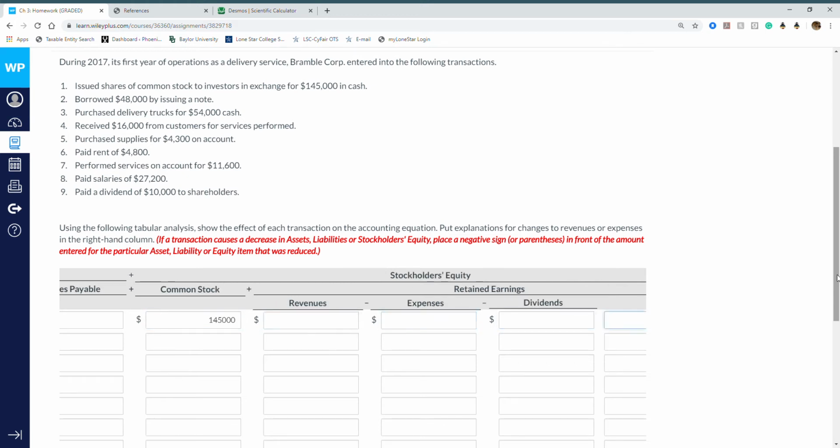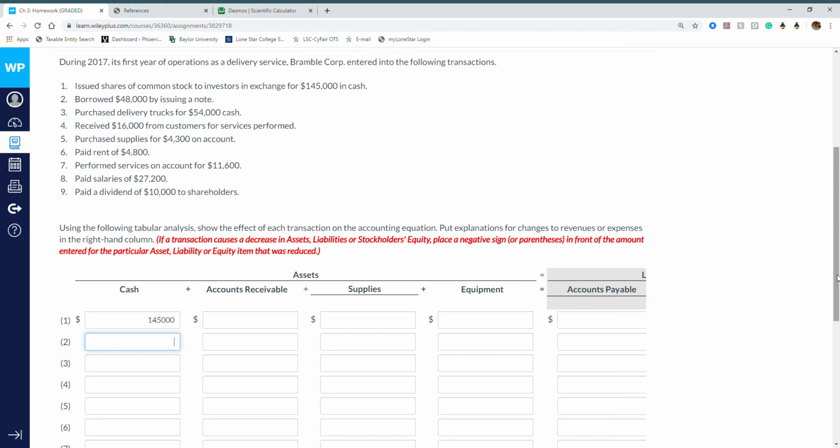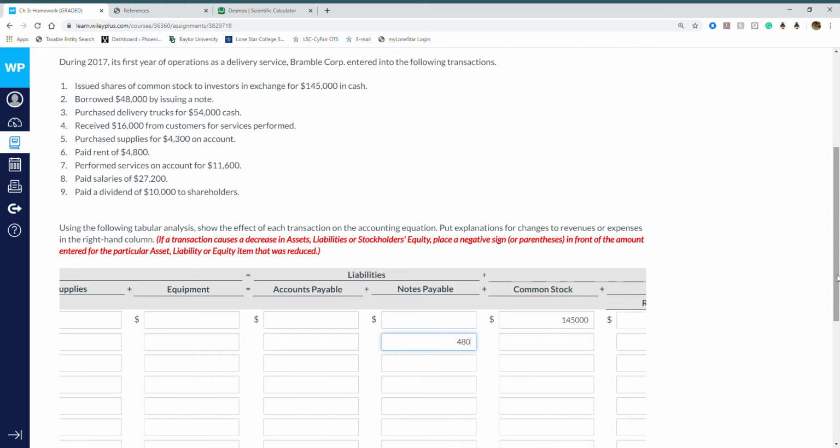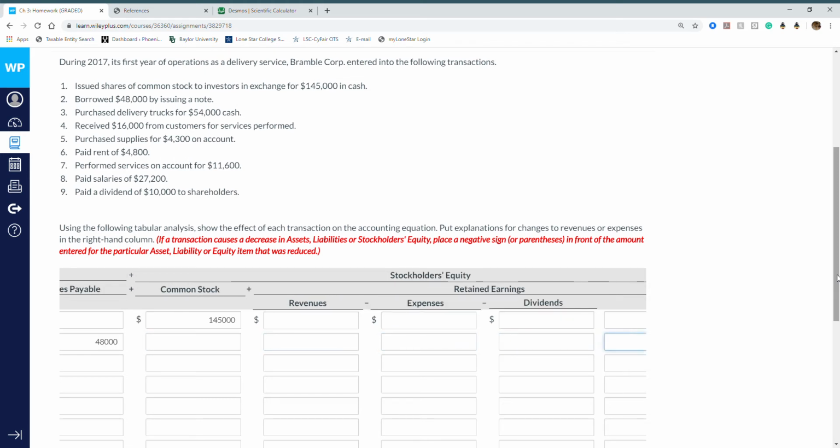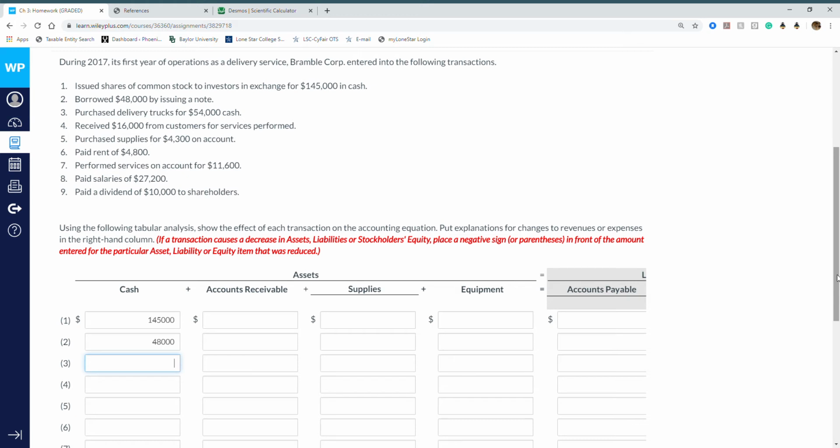Next, we borrowed $48,000 by issuing a note. Well, first off, we didn't use that note to buy anything, so our cash has increased. And then we have a liability. We have a note. Mostly we're going to owe that money back to whoever gave us the note. Hopefully we do. But that's how it will go. So of course our liability increases. We have an obligation.